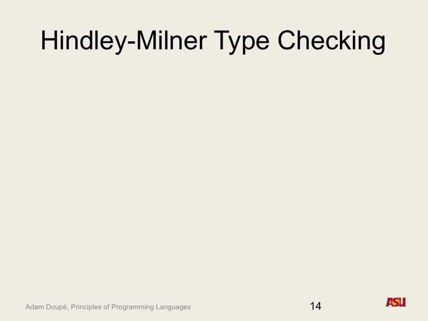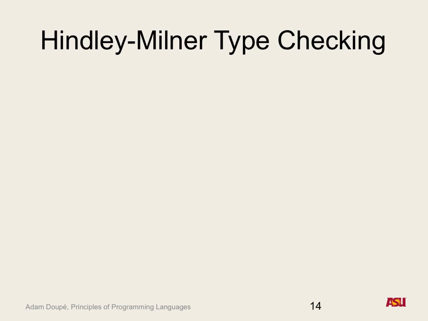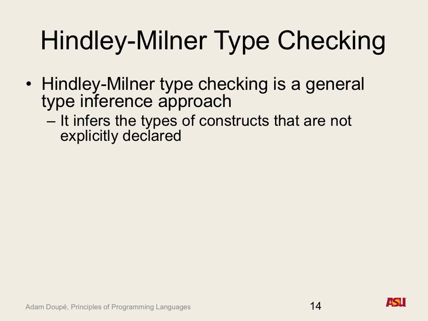Okay, so this gets us to where we want to go. This was building up our thought processes and our ideas about how we can actually think about and reason about these types, and try to assign the most general types that satisfy the constraints of our program. So, Hindley-Milner type checking is a general type inference approach. It's very cool. It infers the types of all the constructs that are not explicitly defined. So you can add types if you, the programmer, want. You can say, I know this is an int, or you cannot and let the compiler figure it out.